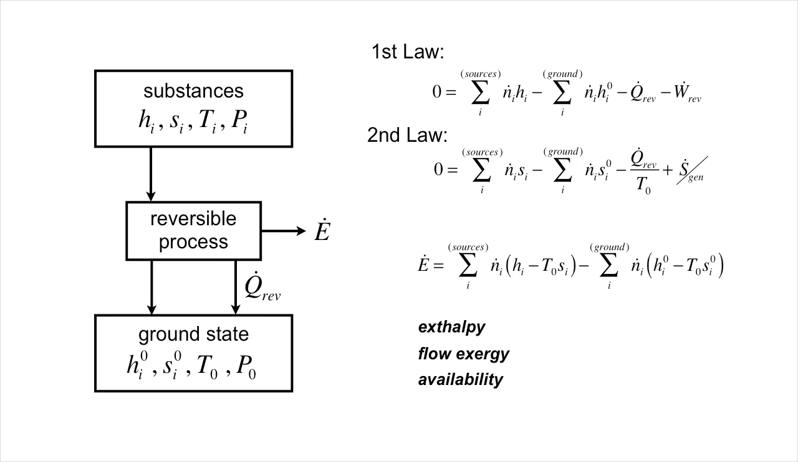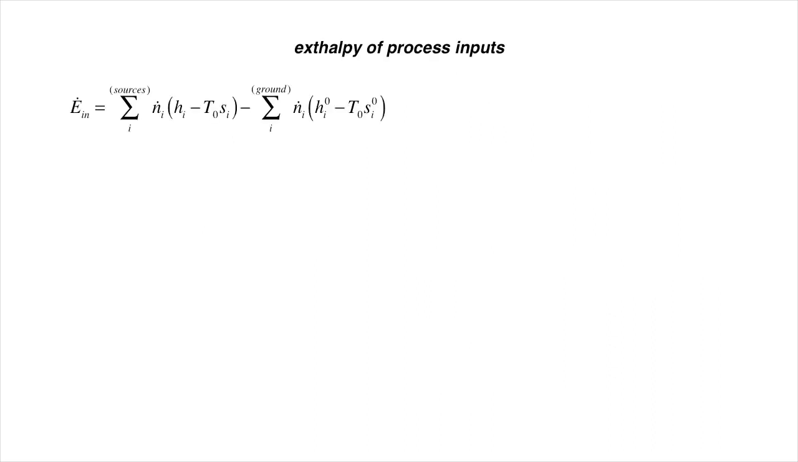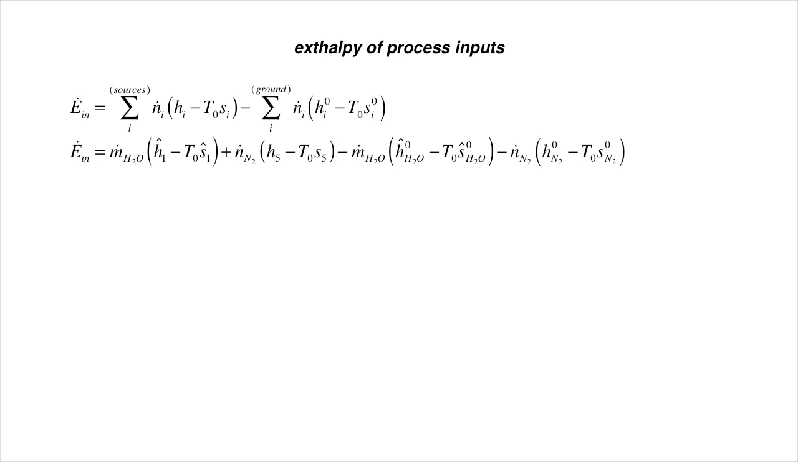The use of exthalpies to analyze efficiency of a process is often called availability analysis or exergy analysis, but really these are just fancy terms for process efficiency analysis. Armed with this idea, let's take a look at the exthalpy of the streams entering our process. H2O and N2 enter in streams 1 and 5. If we imagine relaxing these streams reversibly to the environment, their exiting ground states would be liquid H2O and gaseous nitrogen at 20 degrees C and 1 atmosphere.